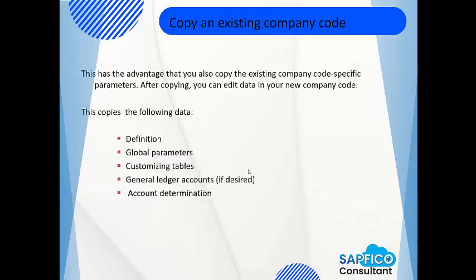Now, what are the advantages of copying an existing company code? The advantage is that all the definitions, all the global parameters, customizing tables, everything gets copied automatically. You can even copy the general ledger accounts, but generally we don't do that. General ledger accounts are created manually in each system. And the account determination, so all of these tables in the background get copied if you copy an existing company code.